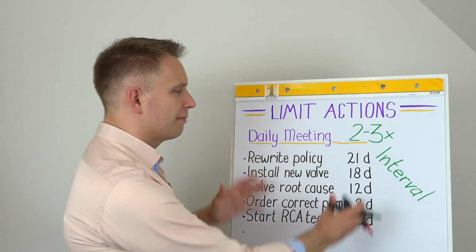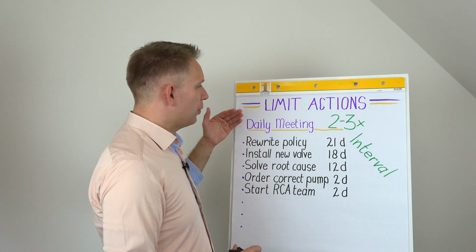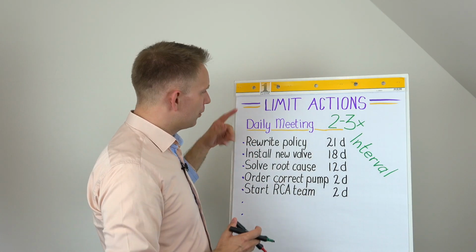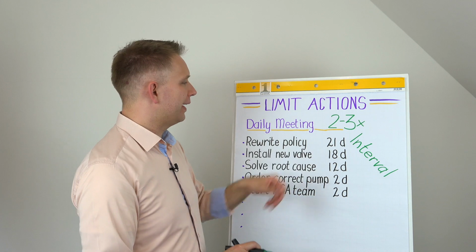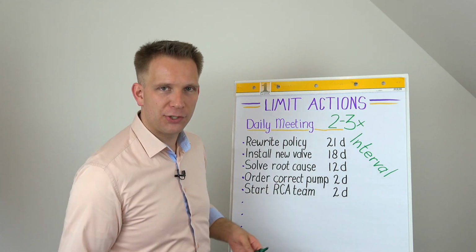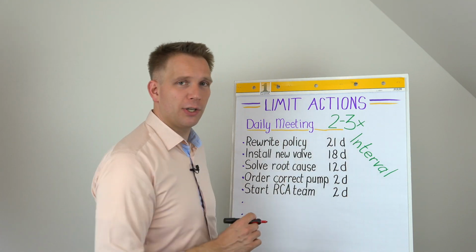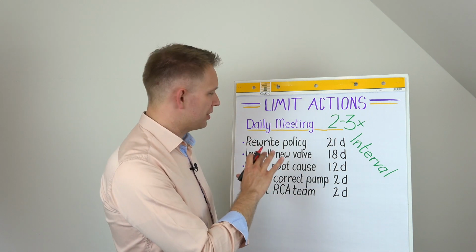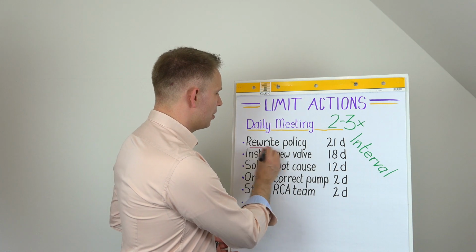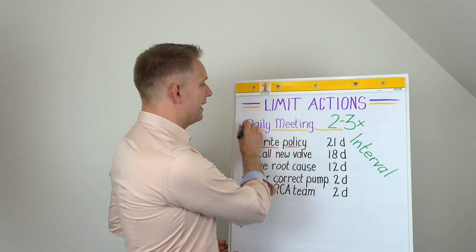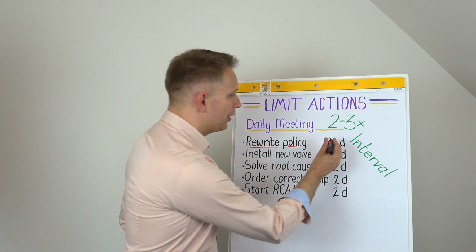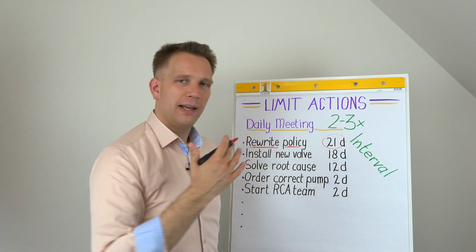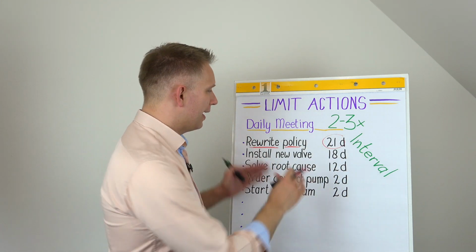But when we look at this sample action list, when we have a daily meeting and we see an action like rewrite the policy, rewrite some HR policy, and we put 3 weeks on it. First of all, usually it takes even longer to rewrite a policy, but this is way too big for a daily meeting.